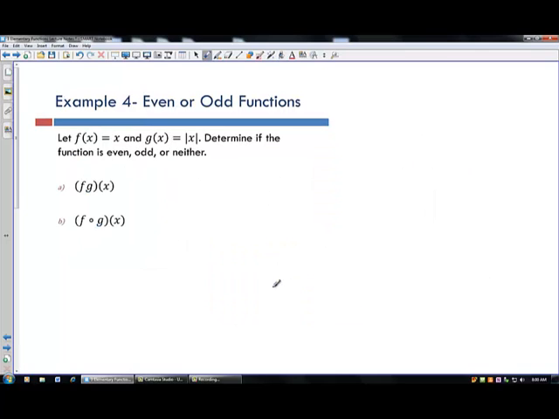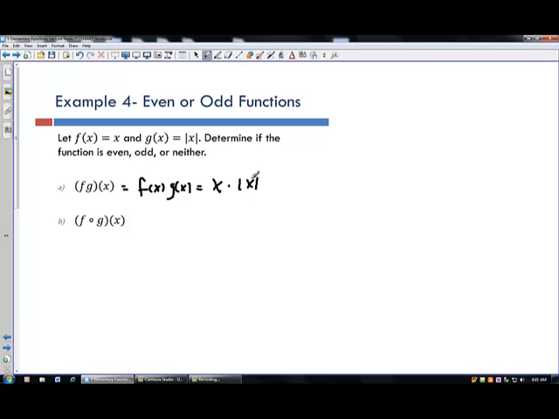Let's take a look at some examples of how we can use this. So we have f of x equal to x and g of x equal to absolute value of x. Determine if the function is even, odd, or neither. So let's look at this first function right here. It says take f of x times g of x, which equals x times the absolute value of x. And we want to determine if this is even, odd, or neither.